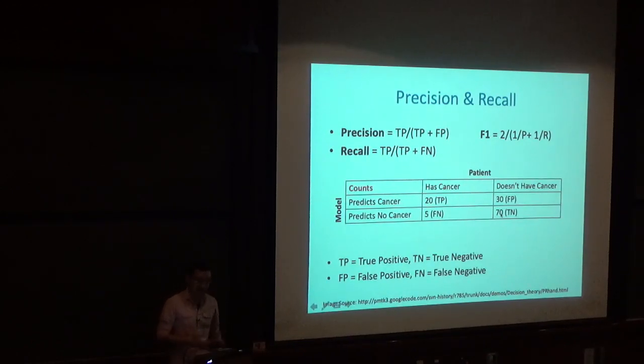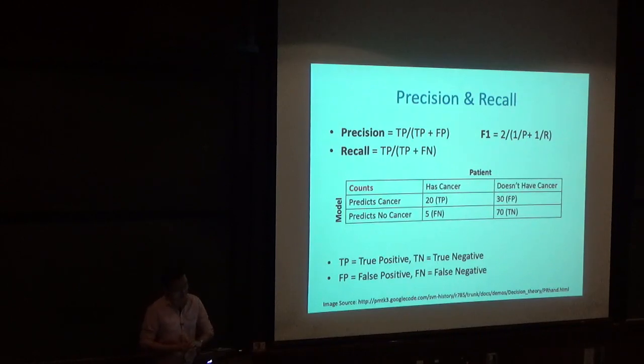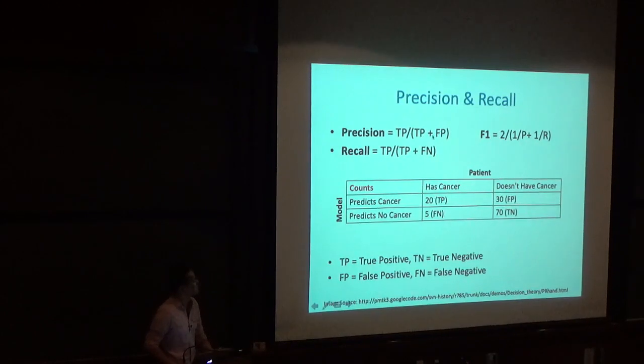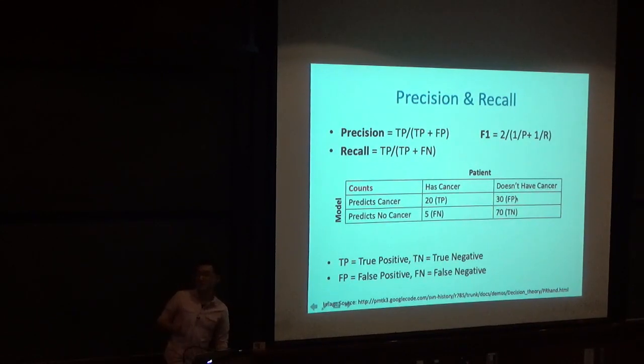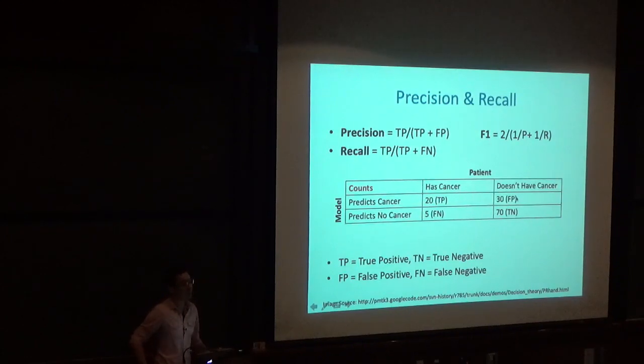So this is a different way of treating positives and negatives asymmetrically. Precision is the true positives divided by the true positives plus false positives. That means if I take everything in this row, where our model predicted positive, what's the fraction of items that are actually positive?